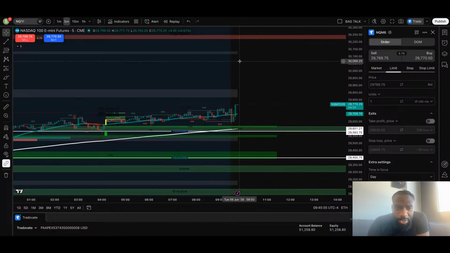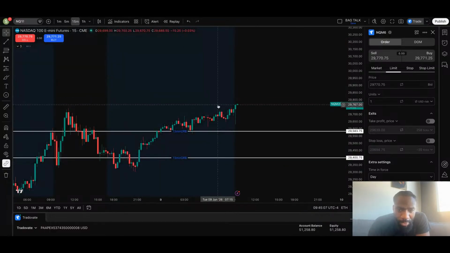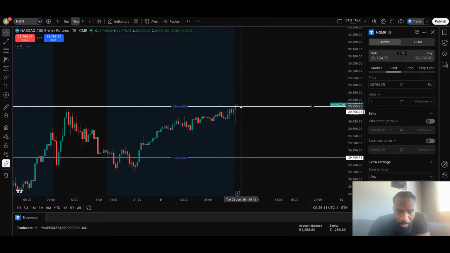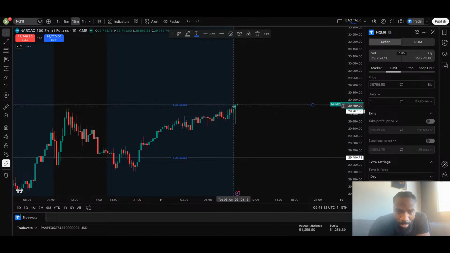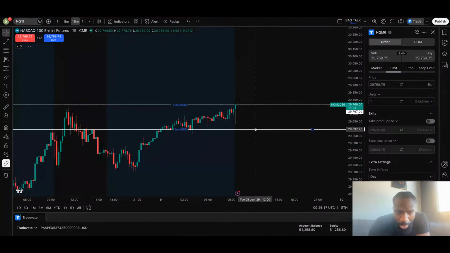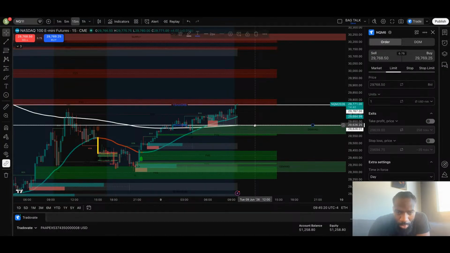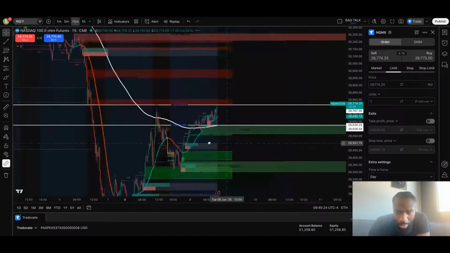All right, so the 15 minute is printed. I'm gonna go to the 15 minute just to mark this stuff. So this will be the top, it's a non-gray candle right here, and this will be the bottom right here. Price did bounce off of a pretty big demand zone.